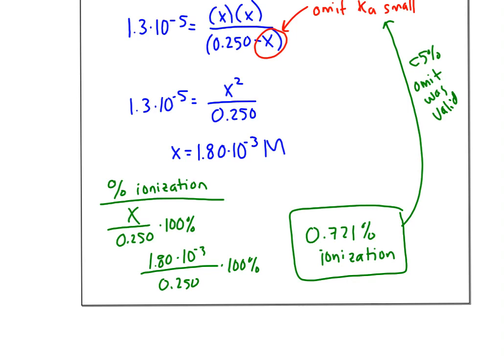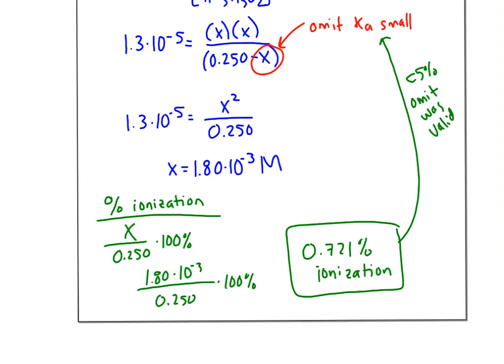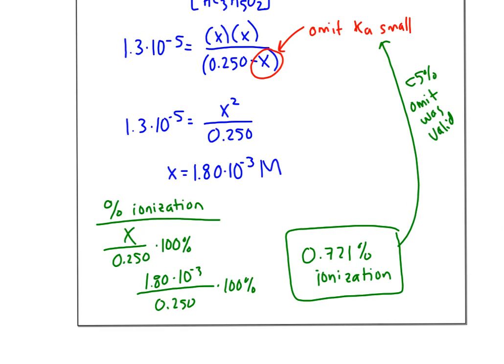So 1.8 times 10 to the negative third divided by 0.25 times 100, I get a very small 0.721% ionization. Notice this is the same as the 5% rule because we omitted x from 0.25. So we would take x divided by 0.25. So you don't need to do the 5% rule on a question like this. You can use the answer for both pieces. So here's my answer, and I'm also saying it's less than 5%, so my omit here was valid.